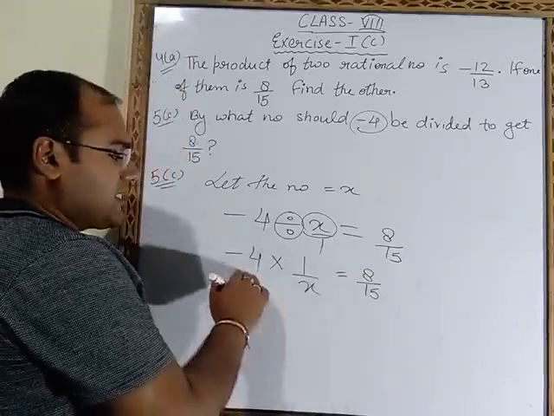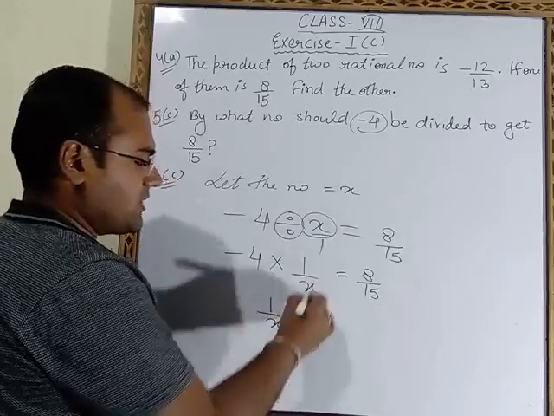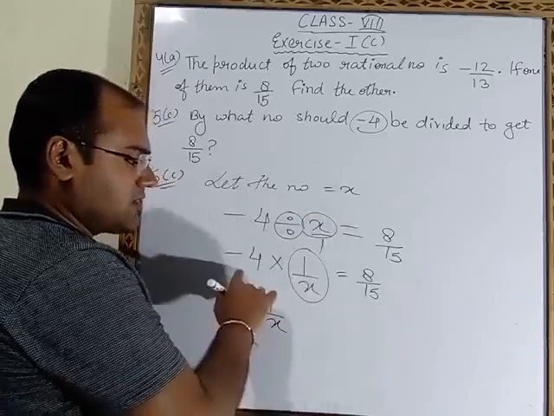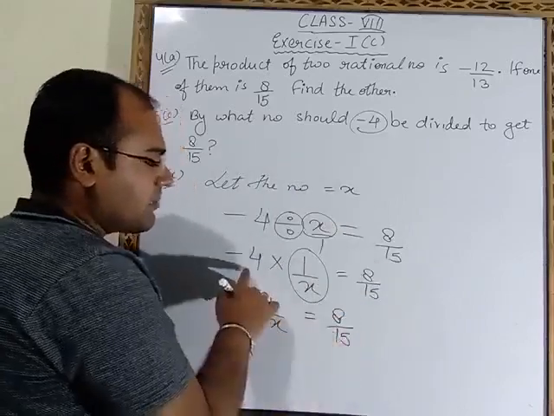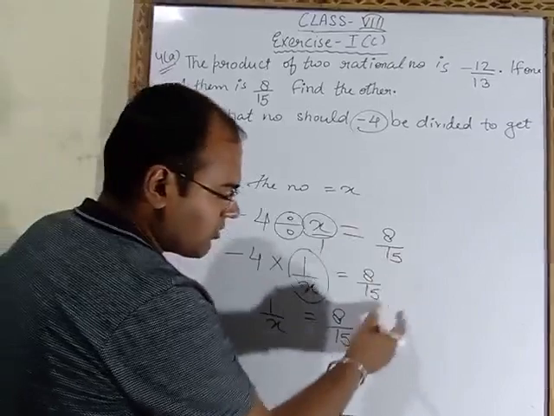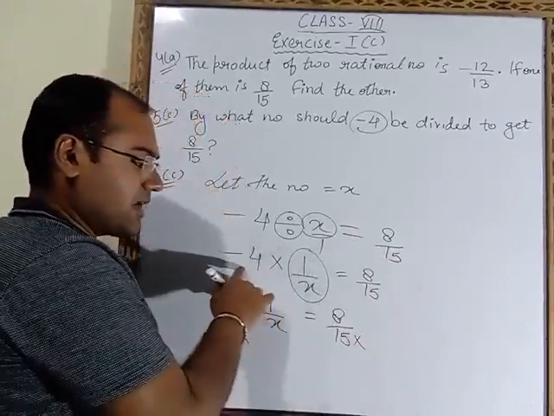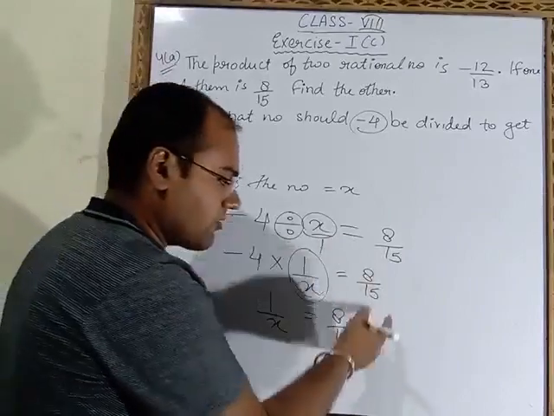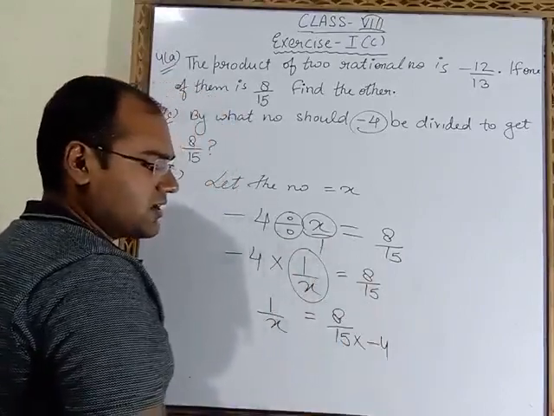Now this minus 4 is in multiply here. We will bring this minus 4 to the right side. So the remaining number will be 1 upon x. Minus 4 we will bring to the right side. So 8 upon 15, minus 4 is in multiply. Now we will bring it to the right side, so this will be written under the 8. 8 minus 4 is in multiply. When we bring it to the right side, this will come in the denominator. So here we have to write minus 4 in the denominator.